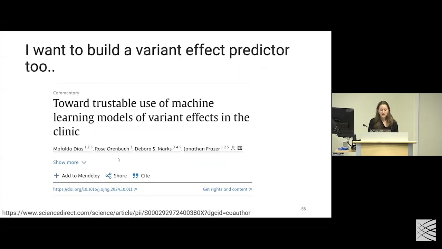So you want to build a variant effect predictor too. How noble. Here is a commentary that we just put out from the Marks lab that you can read.